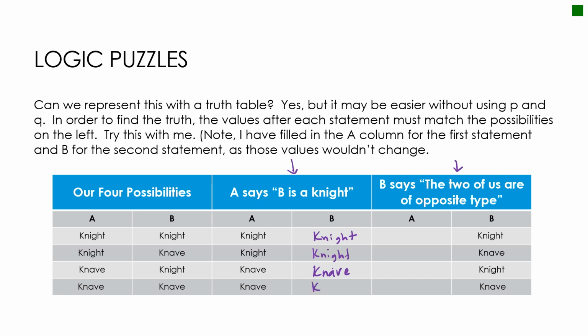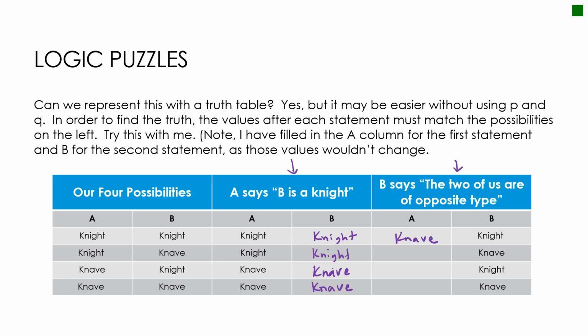And same thing is going to happen here. Okay, so we haven't really figured anything out yet. We're just filling in values on the table. Then it says B says the two of us are opposite type. So if B is a knight, he's telling the truth, and this guy must be a knave.